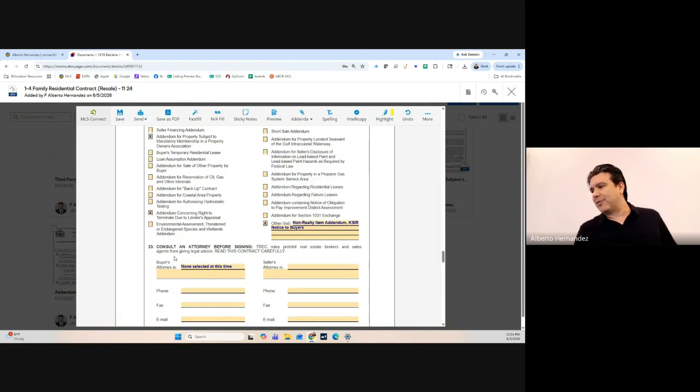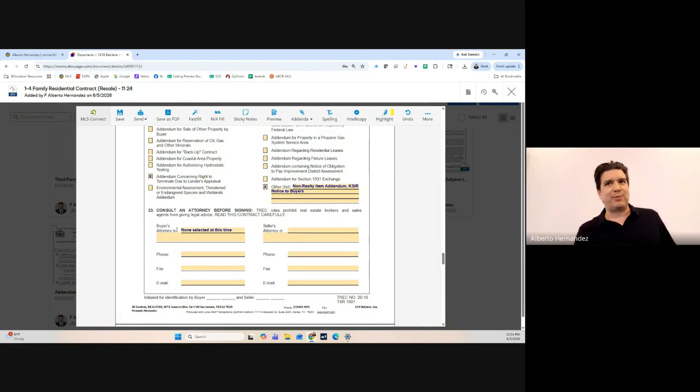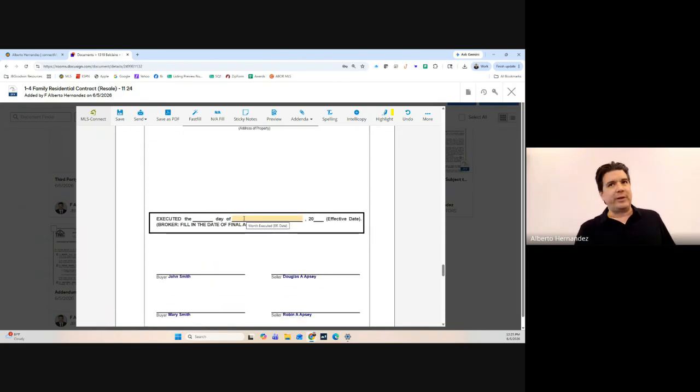Now, I've already defaulted to say no attorneys will be involved, preferably. So that's my little go-to, none select at this time. They may include something on their own. We don't fill in the execution date until all parties have signed, so that's going to be left blank.